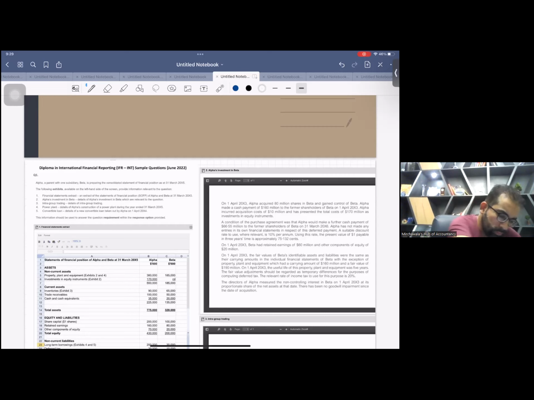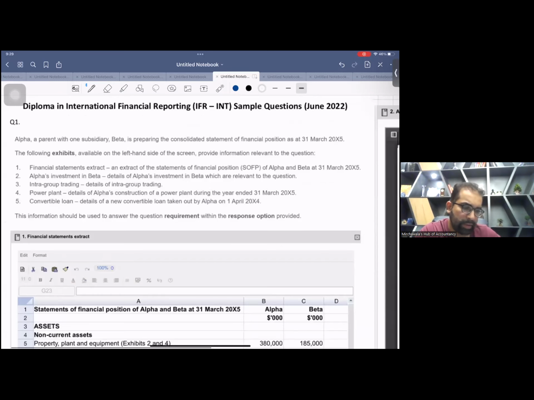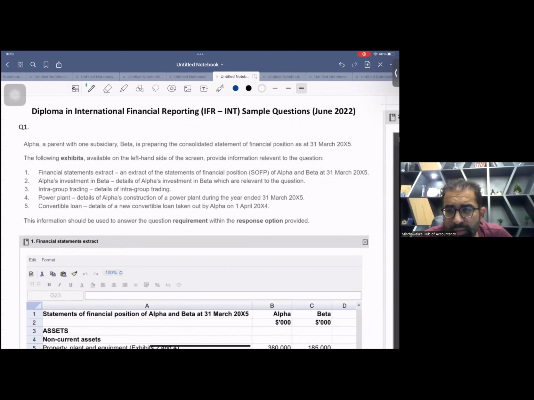Now, let's start. Let me enlarge the screen. See, I have cut this past paper from the ACCA software, okay? See, this is the introduction. Alpha, a parent company with one subsidiary, Beta. So Alpha is the parent and Beta is the subsidiary, right?